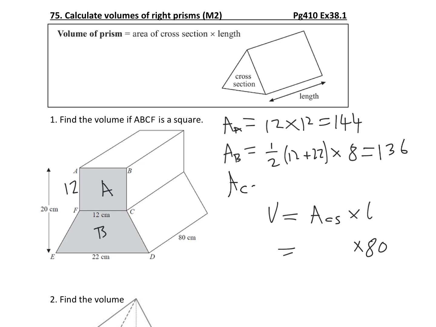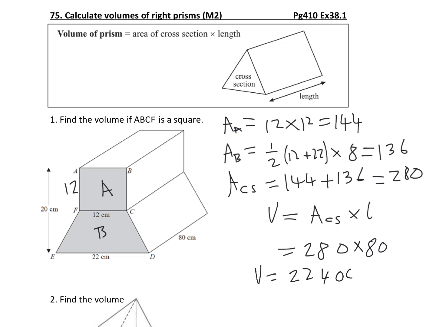The area of the cross-section then is those two areas added together. And that gives 280. To then find the volume of that shape, it's the area of the cross-section, which we just found, 280, multiplied by the length, which we said already was 80. So 280 multiplied by 80 gives a volume of 22,400. And the units in this question are centimetres, so the volume would be centimetres cubed.